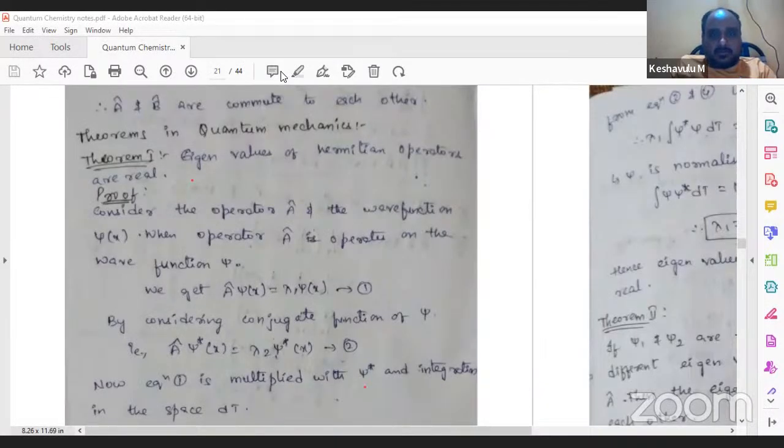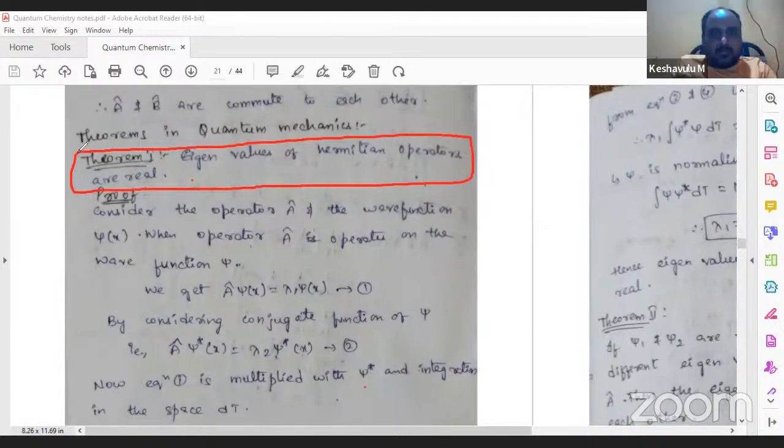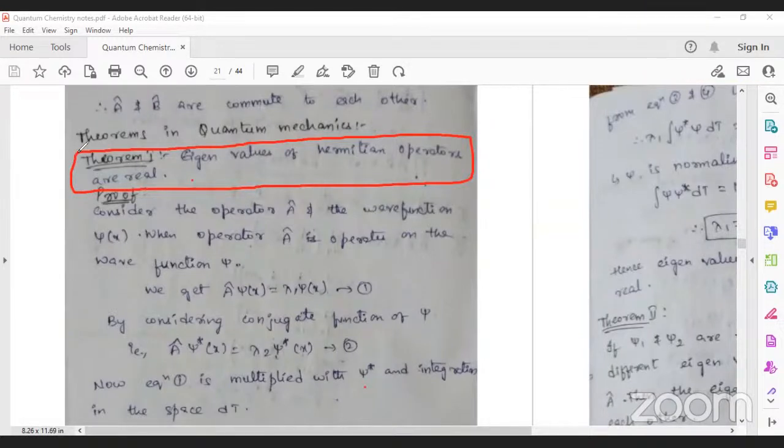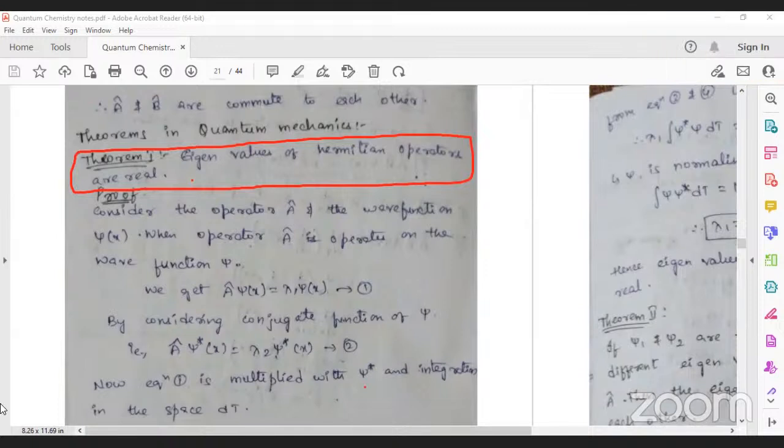What is the statement of the theorem? What is the statement of the theorem, right? This is the statement: eigenvalues of Hermitian operators are real. We want to understand the statement, then we will get the proof easily.